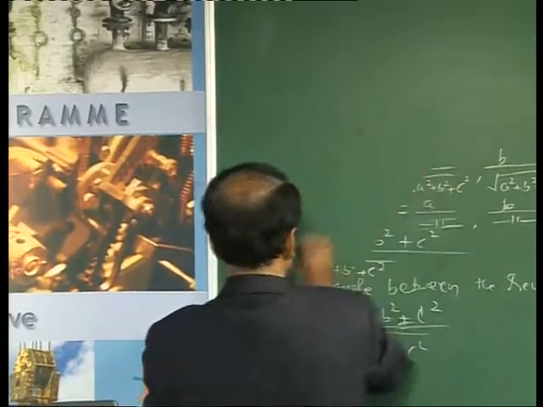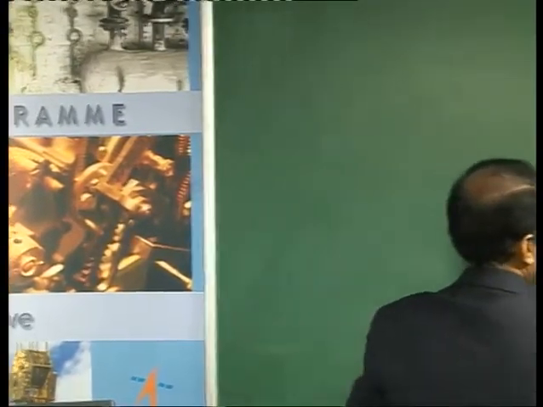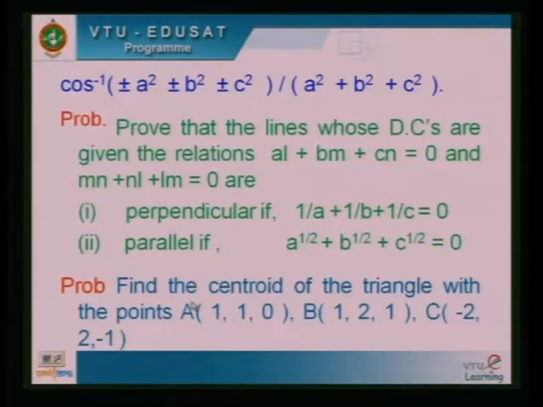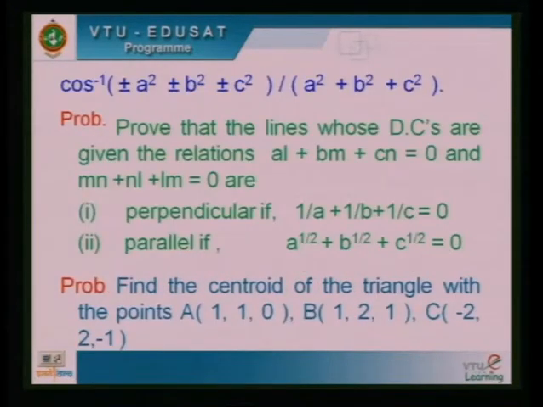The next two problems I am going to solve will be the last set of problems in this chapter: centroid of a triangle and centroid of a tetrahedron. First of all I have to give the equation, what is the centroid of a triangle, then I have to apply the given coordinates values in order to represent what the centroid of the triangle is.